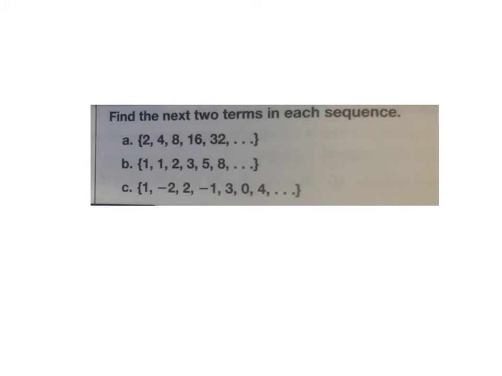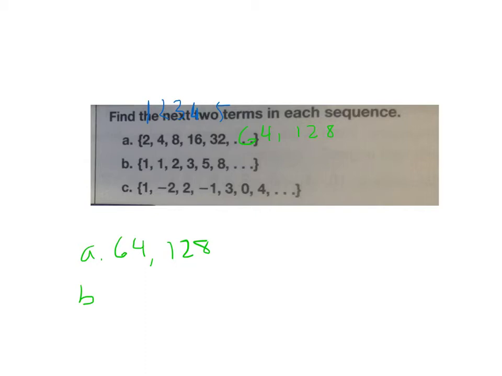So let's do that. First you start here, 2, 4, 8, 16, 32. So if I put in a 1 for this first number, I can put a 1 above that, and then a 2, and a 3, and then a 4, and a 5. What am I doing to get out? Well, it looks like I'm multiplying each one by 2. So the next term, 32 times 2 will be 64, and 64 times 2 will be 128. So for A, my answer is 64 and 128.